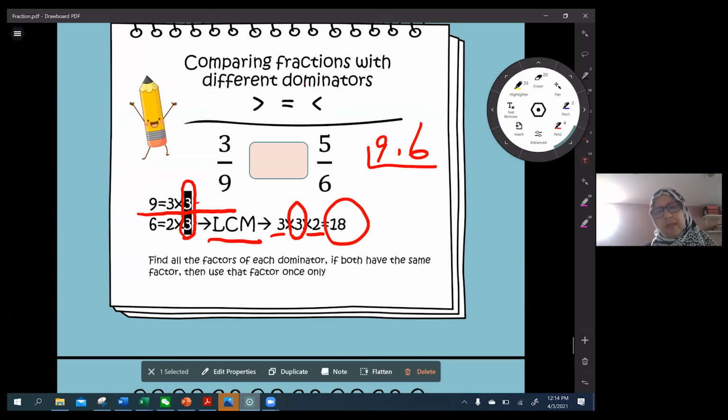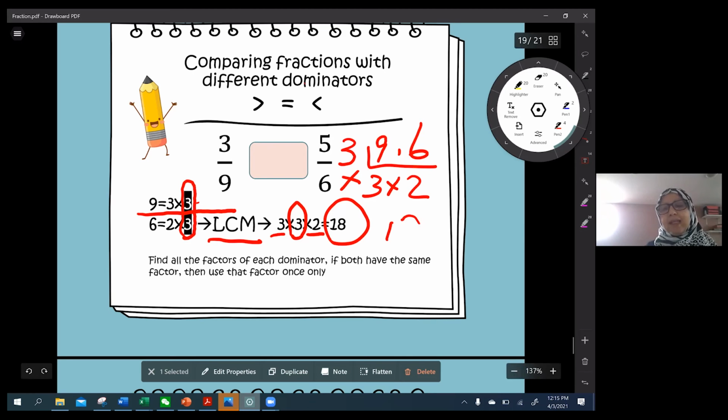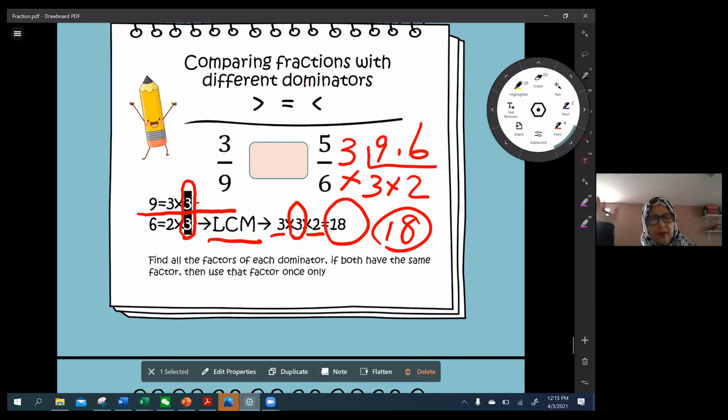9 divided by 3 is? 3. 6 divided by 3 is? 2. Can 2 and 3 be divided by any number again? No. So we are done. So we're going to do 3 times 3 times 2. You got 18. Fantastic. So you learned all 4 methods to find your lowest common multiple. Sounds good?